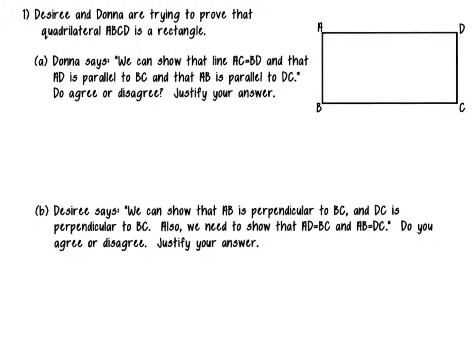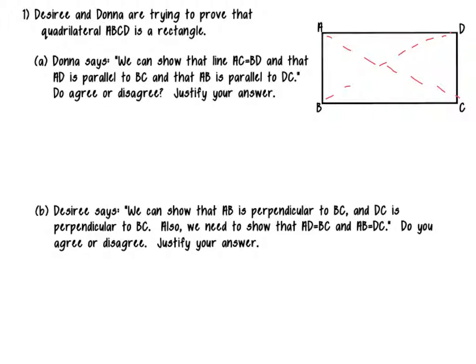Desiree and Donna are trying to prove that quadrilateral ABCD is a rectangle. Donna says that we can show that AC is equal to BD. So what she's saying is we can prove that this diagonal is congruent to this diagonal. Now, if we can prove that, that's going to help because we know that by definition, all diagonals in parallelograms are congruent. So that's helpful.